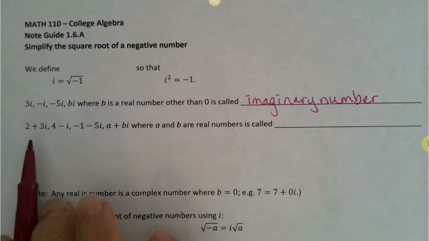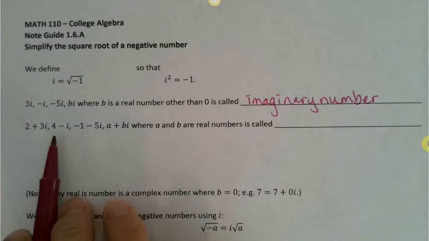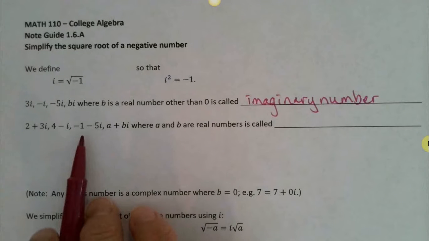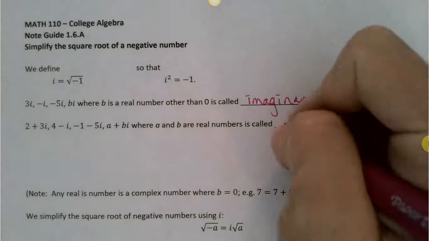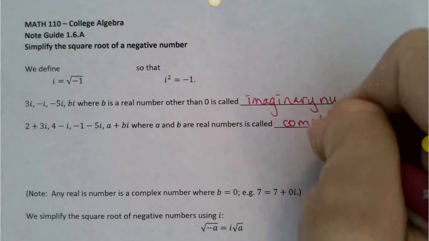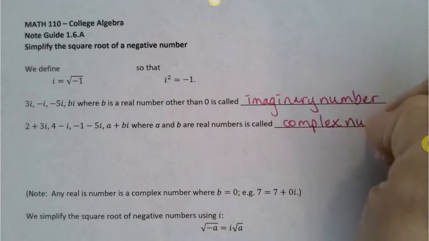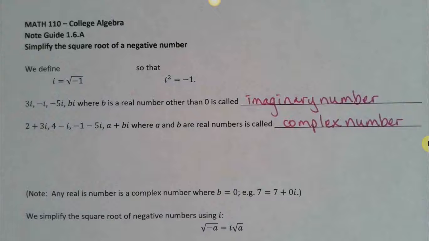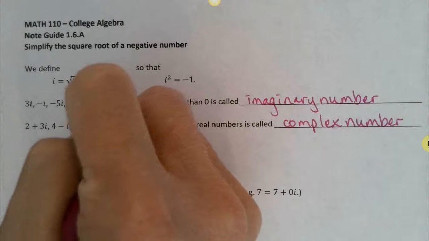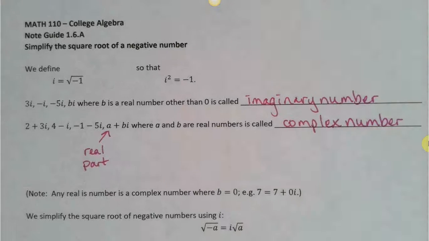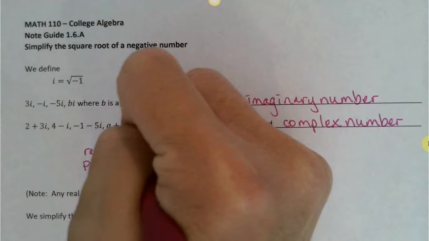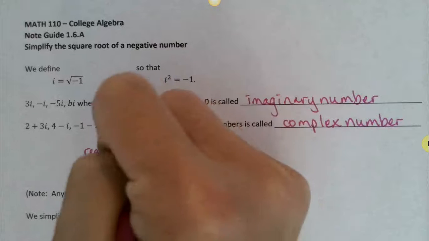So then things like 2 plus 3i, 4 minus i, -1 minus 5i, anything of the form a plus bi, where a and b are any real numbers, those are what we call complex numbers, where a is what we call the real part of that complex number, and then the bi is the imaginary part of that complex number.